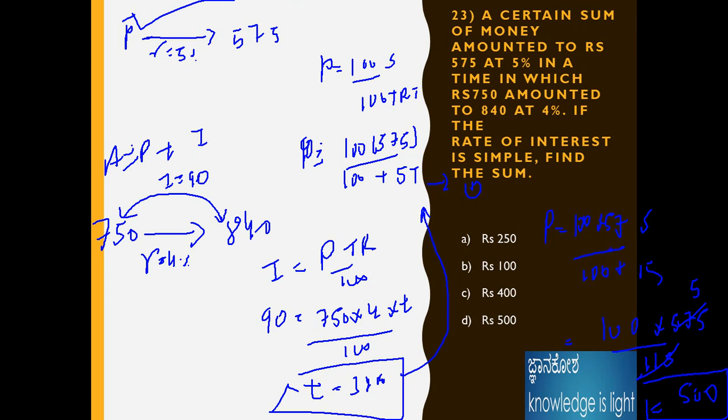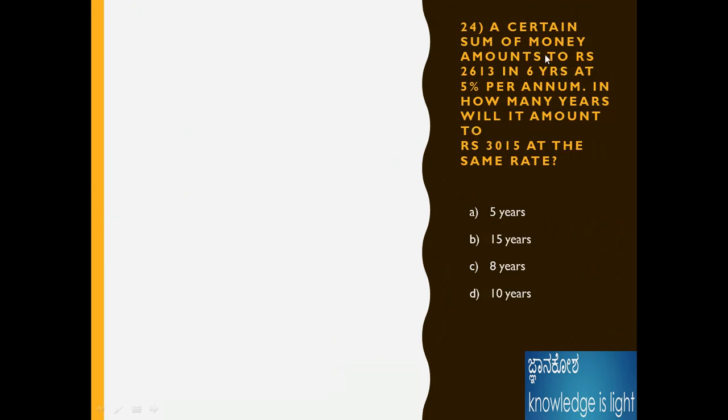Okay, next problem. A certain sum of money amounts to 2613. It is the same as the previous problem. P we don't know. It is converting to 2613 in 6 years. T is given as 6 years. R is also given as 5%. We need to calculate.